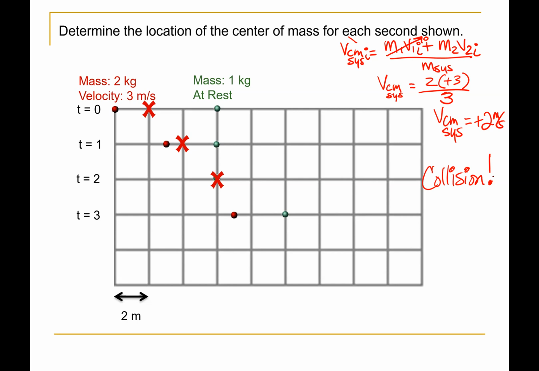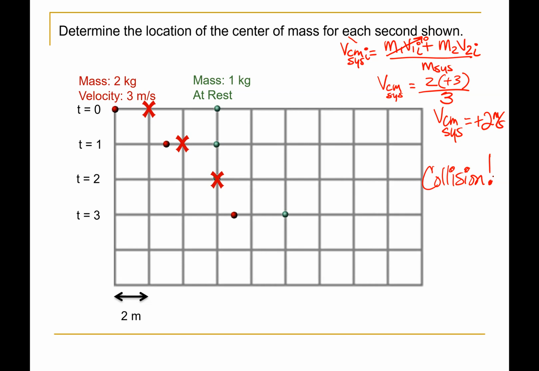So it kept moving to the right, but now we can see it has slowed down. And so now the final velocity of red after the collision is 1 meter per second. Green ball has motion now. It's no longer at rest. How fast is it moving after the collision? 4. It moved 2 grid lines in that 1 second interval. And so now it's 4 meters per second.